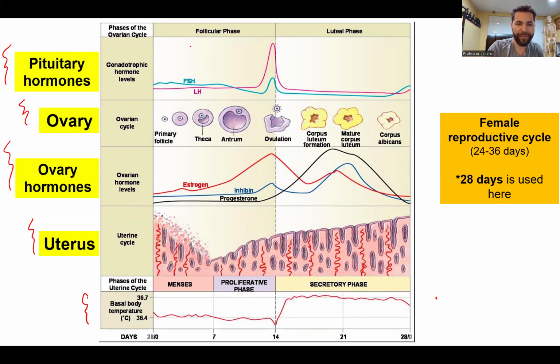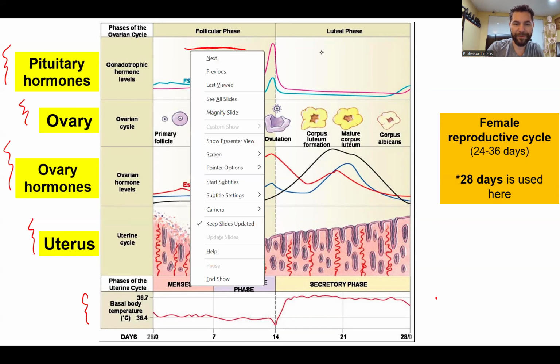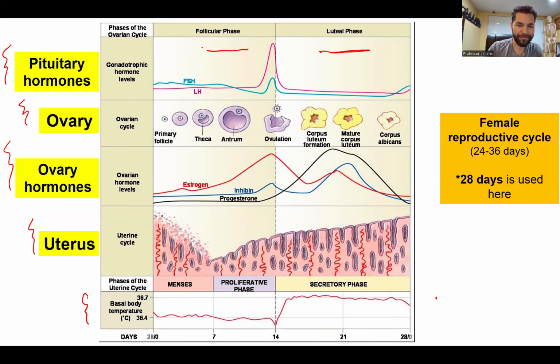You have the follicular phase and the luteal phase, right, up here. The follicular phase we like to think of as the follicles are growing, right? And the luteal phase I like to associate with corpus luteum because that's when it's around. So there's a lot going on here. We'll try to help you out.